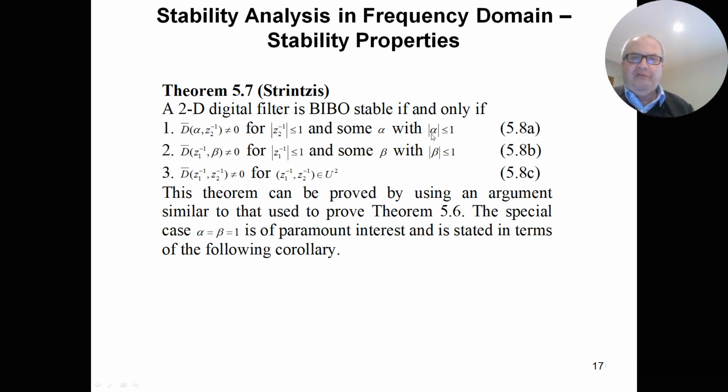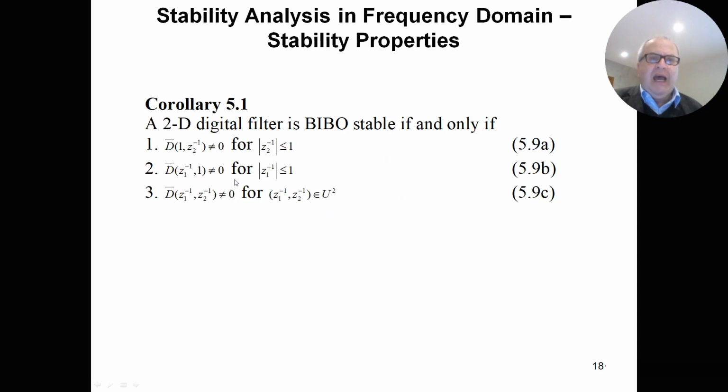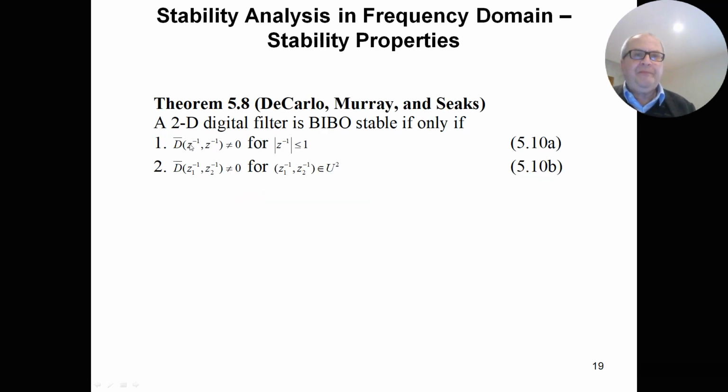Constant value must fulfill these inequalities, and then you check this one-dimensional condition, this one-dimensional condition, and this two-dimensional condition, special two-dimensional conditions, where z1 and z2 in absolute value is equal to 1. This is the theorem of Stringes. As a corollary in the theorem of Stringes, you can have this, where alpha and beta are equal to 1. This is a special case of the theorem of Stringes, and we can see it as a corollary.